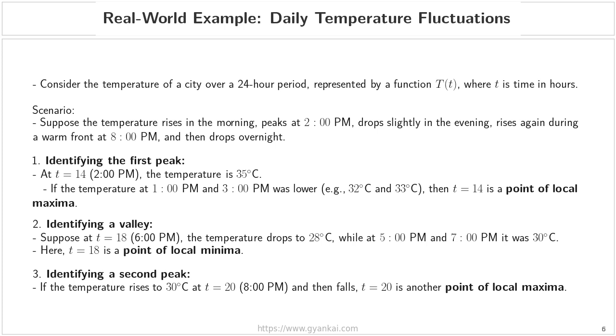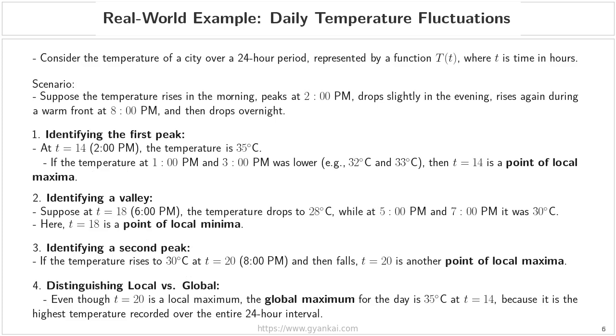Now, notice that the temperature rises again to 30 degrees Celsius at 8 p.m. or t equals 20, before falling once more. Because this point is higher than the times immediately before and after it, t equals 20 is another point of local maxima. Finally, this leads us to a very important distinction that we will explore in the next slide regarding common mistakes: the difference between local and global extrema. Even though 8 p.m. is a local maximum, it is not the highest temperature of the entire day. The global maximum for the day is 35 degrees Celsius at 2 p.m., because that is the absolute highest temperature recorded over the entire 24-hour interval.